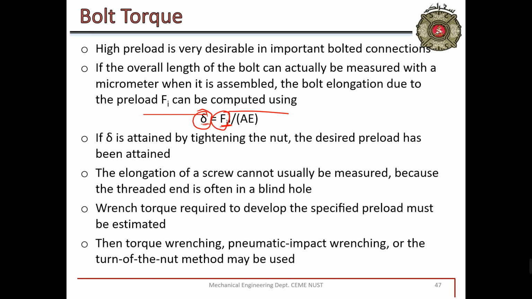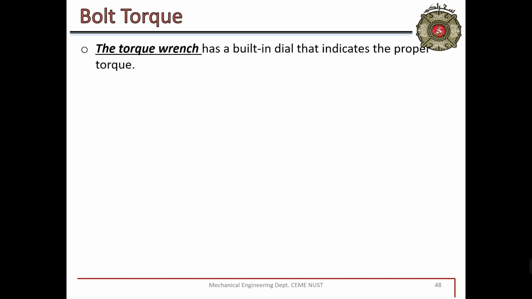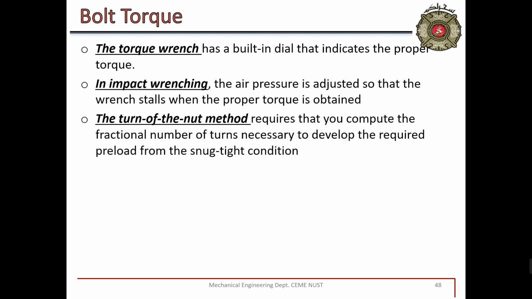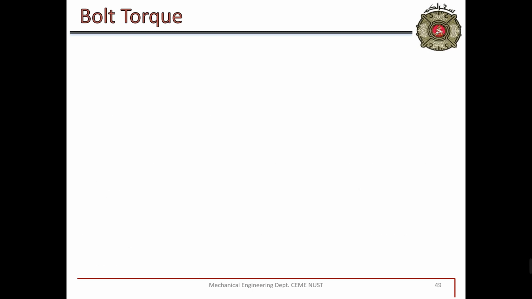So Fi can be calculated either by calculating delta, which is impossible in normal cases, so we have to calculate torque. And if we need to calculate torque, there has to be a relationship between Fi and torque. There are a lot of ways to apply this torque, and I have already explained all these methods in detail in the class.